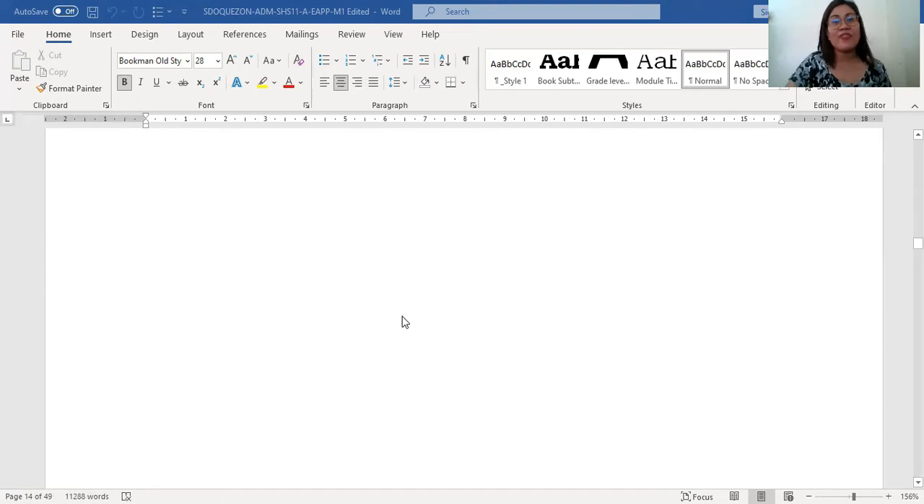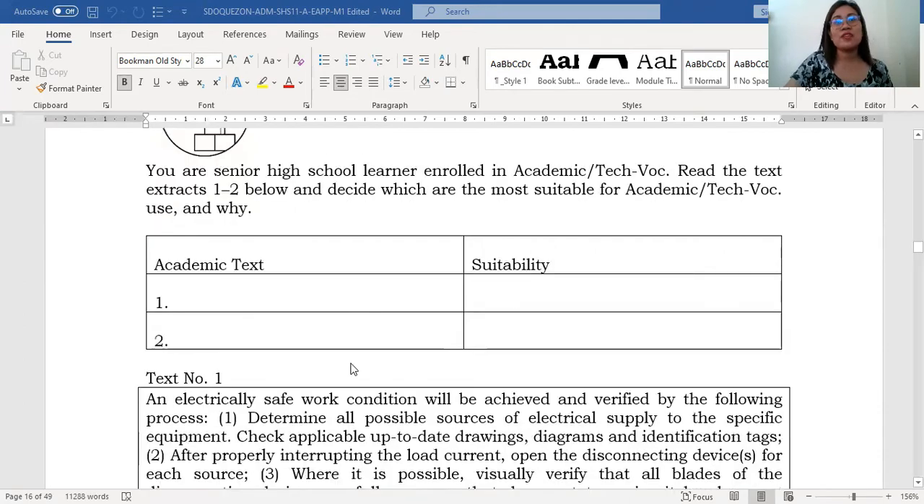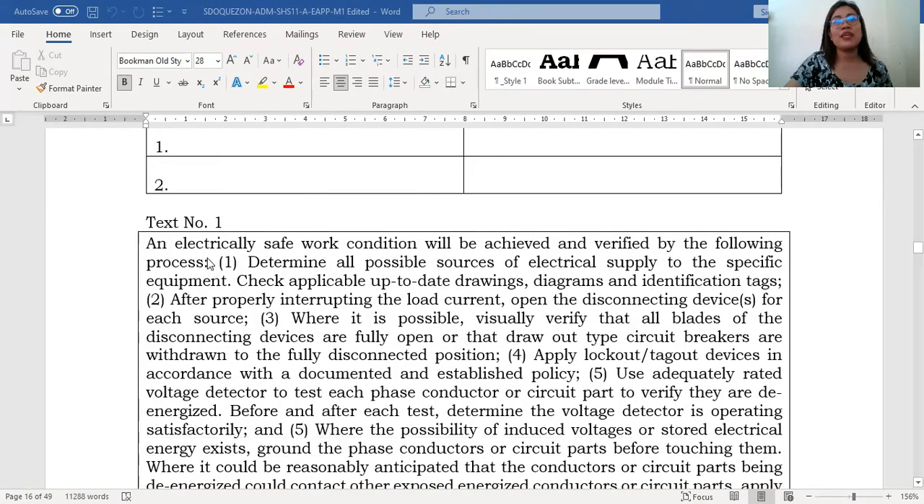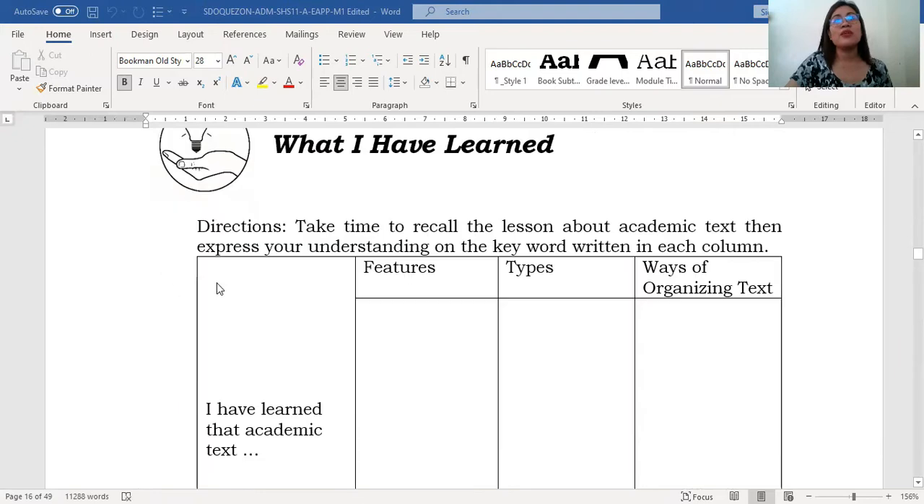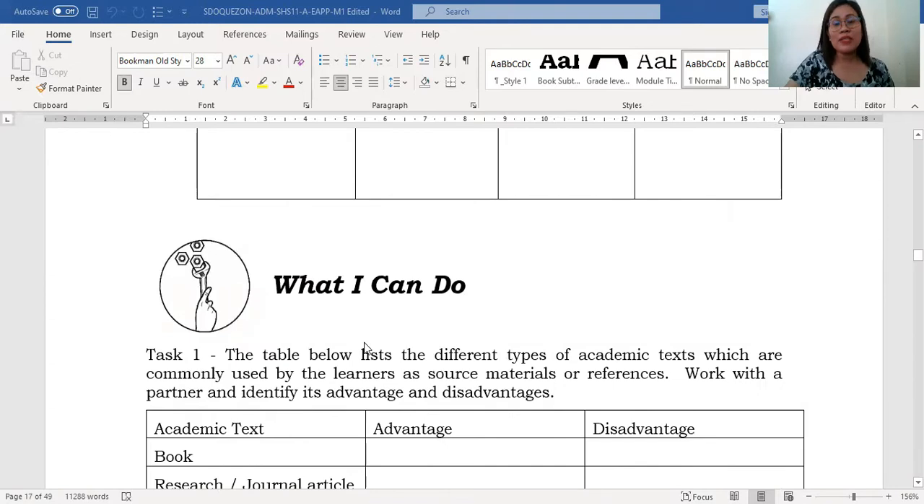You'll have to answer them, of course. What's more, you'll have to answer the difference, the suitability of academic text that is needed for your specific strand. So you have here text number 1, text number 2. In page 11, what I have learned, you also have to write the features, types, and ways of organizing the text.